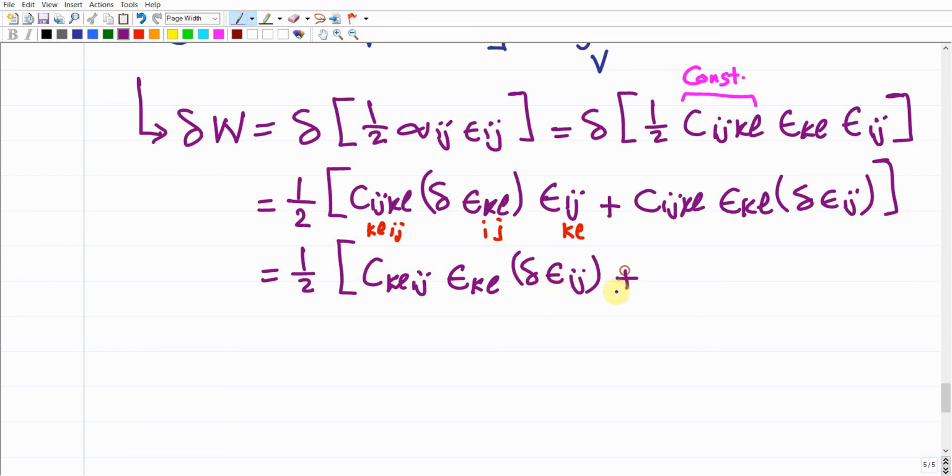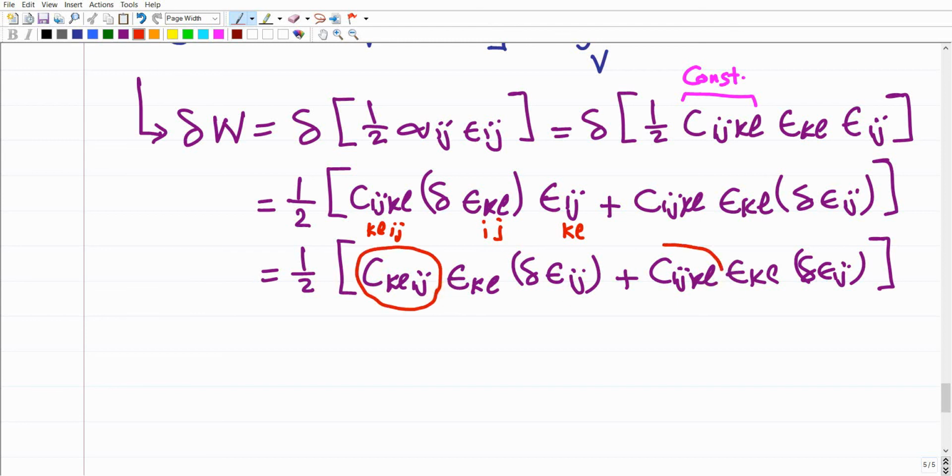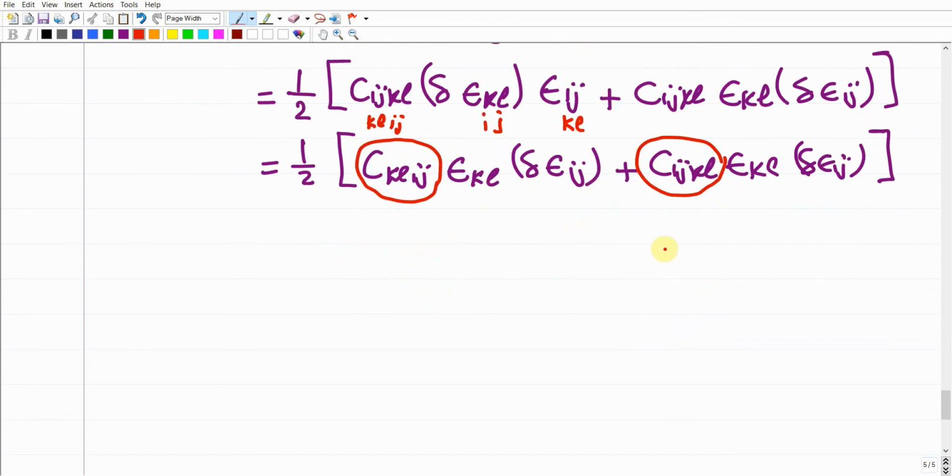Make sense? Plus C_ijkl epsilon_kl, and this should be delta epsilon_ij. So as you can see, the only difference is just the indices of the C_ijkl, and here we do have C_klij. But something that you should understand, and this is what we mentioned before about the characteristics of this stiffness matrix or tensor, is that these two tensors are the same, they are equal. It means that C_klij should equal C_ijkl. Why? Because of the symmetry property of this stiffness matrix.